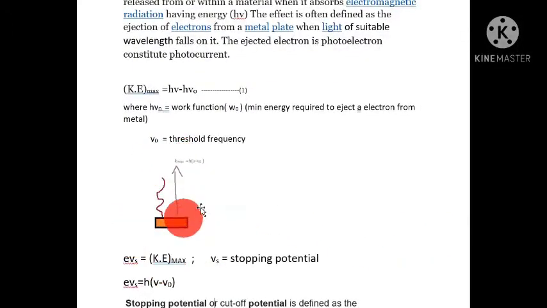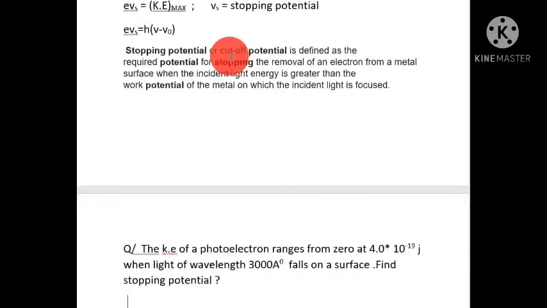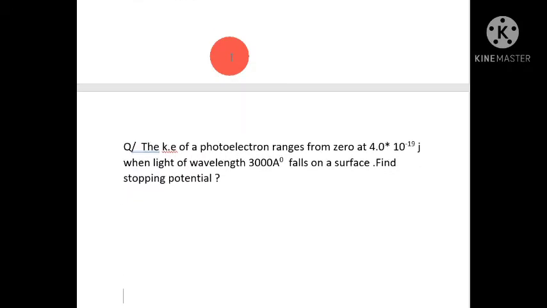This is the diagram, and we also introduce another term, that is stopping potential. The stopping potential is the minimum potential required to stop the moving electron which is ejected from the metal surface. This eV_s is equal to the maximum kinetic energy of the electron, and we got three formulas, and we will solve problems on these formulas later. First we go to one problem.